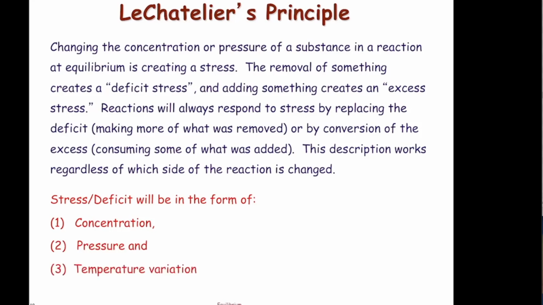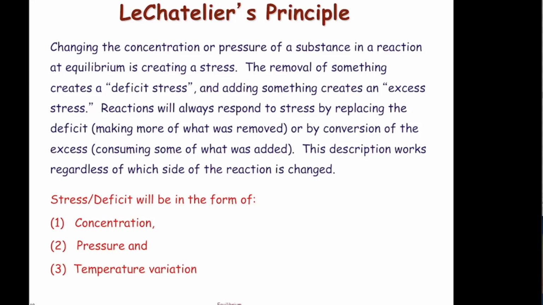We can change the temperature. Temperature is like adding energy. And depending on what we do to that reaction at equilibrium, we can predict which way the reaction is going to favor. It's either going to shift to the right, more products, or shift to the left, more reactant, until a new equilibrium is achieved. That's the key.